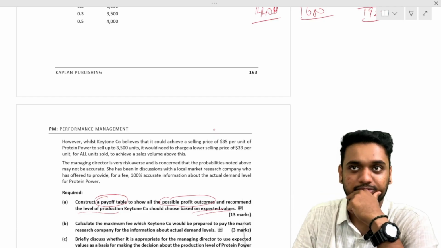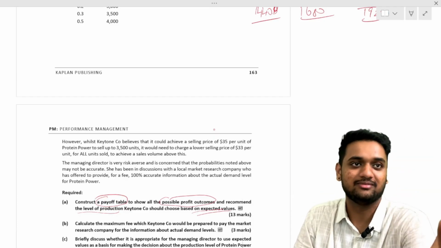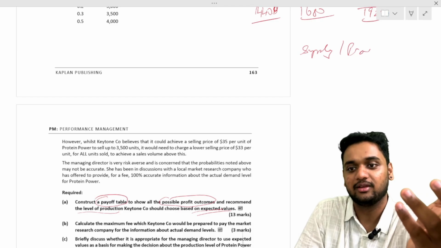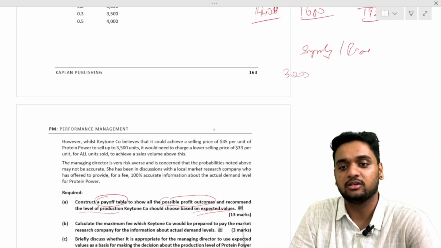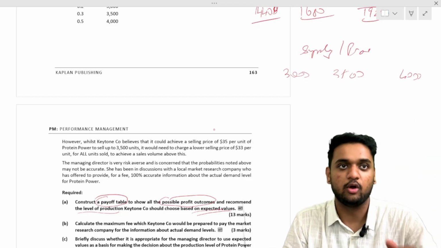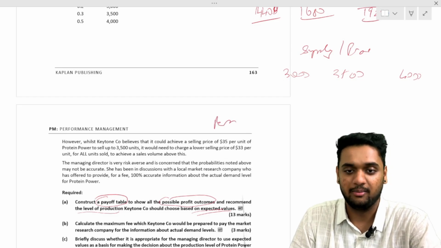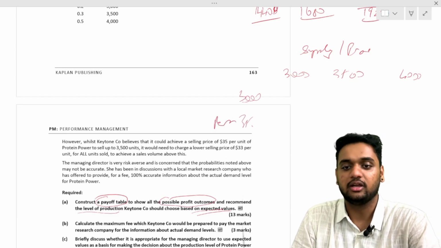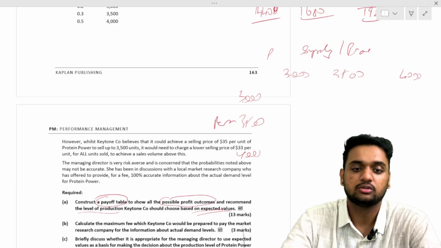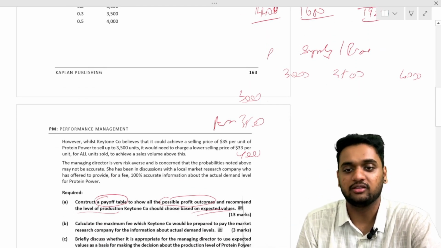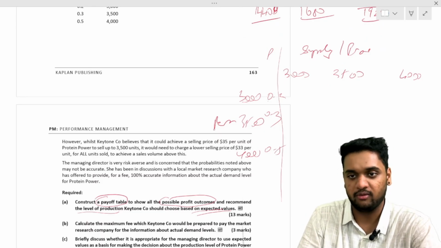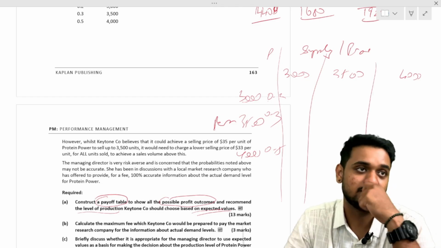Top column, top row, both are the same. Supply or production, both are the same. How many units? 3,000, 3,500, 4,000. This column, what will you put? Demand. Demand is how much? 3,000, 3,500 and 4,000. What are the probabilities given to us? 0.2, 0.3, 0.5. Okay, one by one we will do.